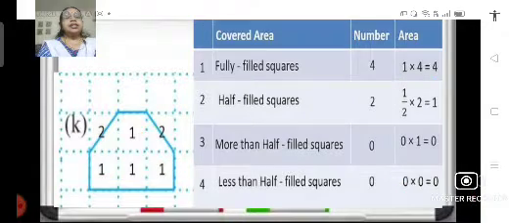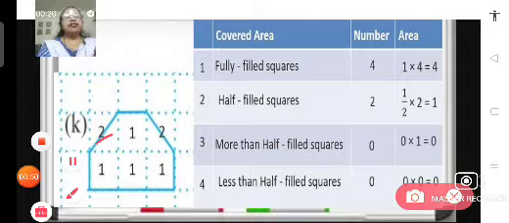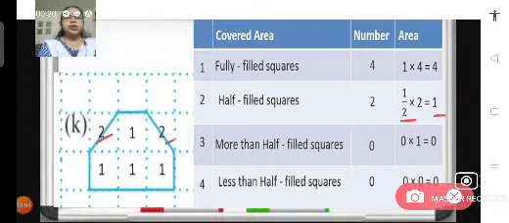And now let's see how many half filled squares are there. We have 2 half filled squares. So half multiplied by 2 is 1 square unit. And do we have any more than half filled squares? No, it is 0. And less than half filled squares is also 0.